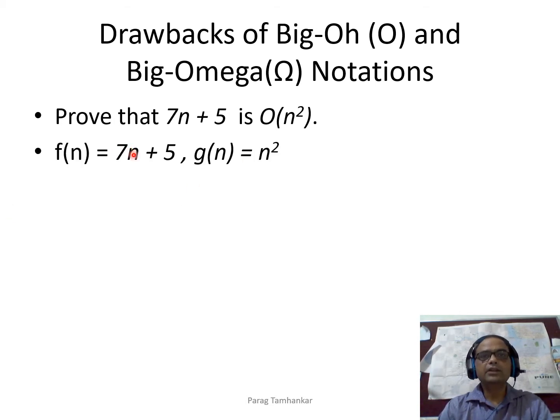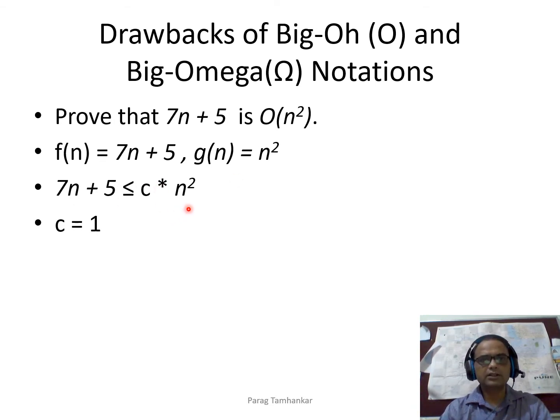So f of n is 7n plus 5 and g of n is n square. So is 7n plus 5 less than or equal to some constant c into n square? Certainly yes. So c should be as small as possible, let's take c as 1. And if you choose n naught as 8, then starting from 8 and onwards, this equation will always be true. If you substitute n as 8, 8 into 7, 56, 56 plus 5, 61, 61 less than or equal to 64. 8 square is 64. And then starting from 8, 9, 10 and onwards, this equation is always true.